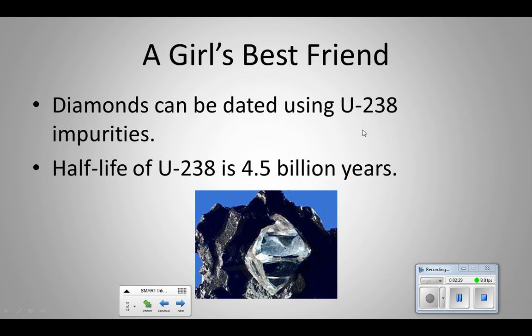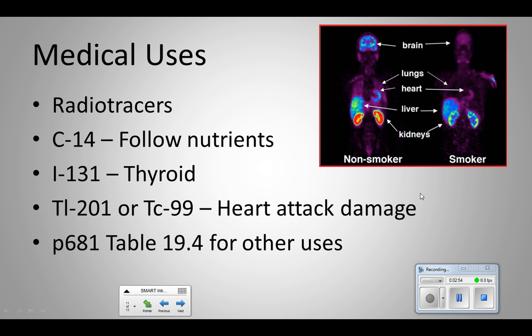All right, and there are some other things that radioisotopes will work for. The age of diamonds can be determined by how much radioactive material is in them. Uranium-238's half-life is 4.5 billion years, and so these diamonds have been around for millions and billions of years, so they can determine how old they are by how much radioactive uranium-238 is in them.